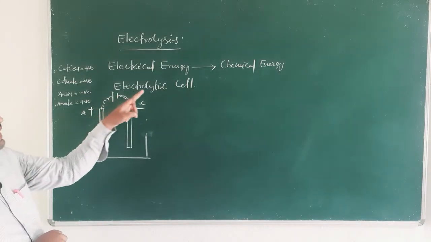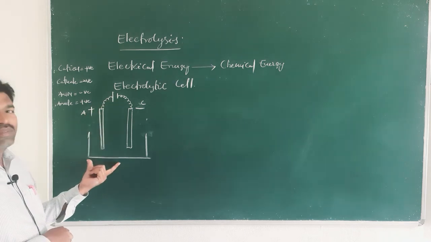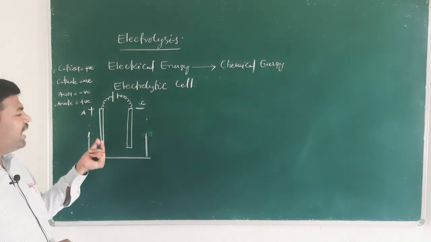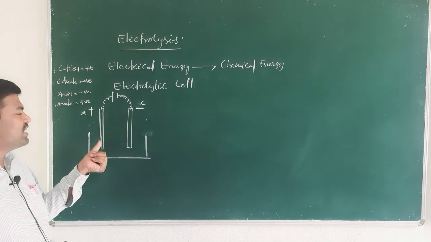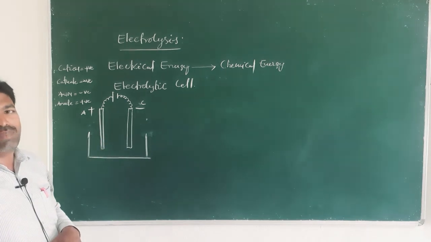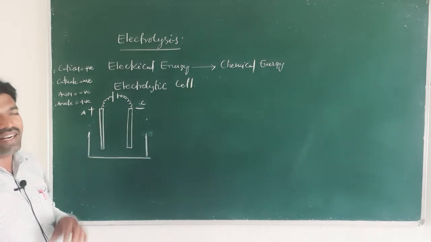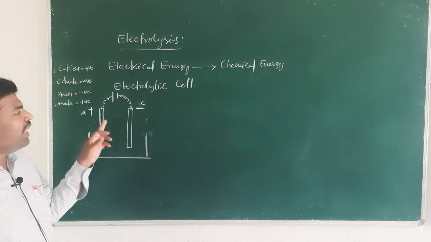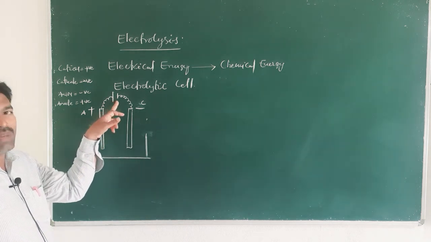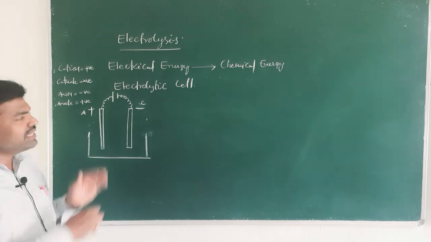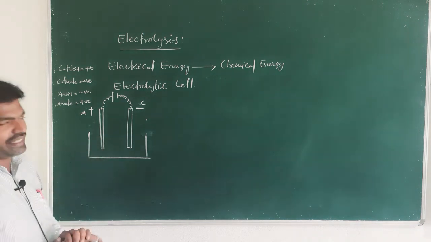So an electrolytic cell consists of one container to pour the electrolyte and it has two electrodes. Usually platinum rods are used as electrodes, and we need a battery to supply EMF, right? This is called an electrolytic cell.